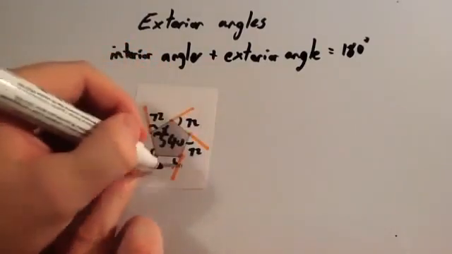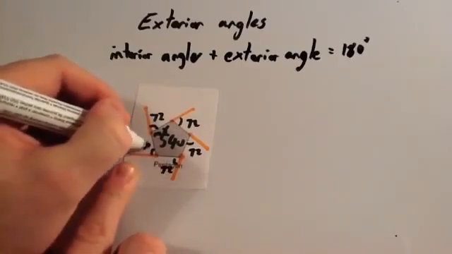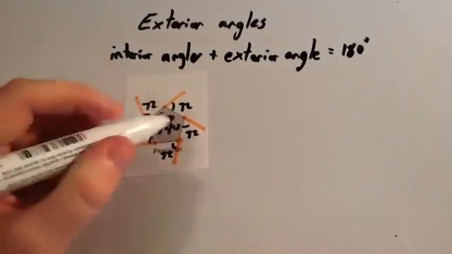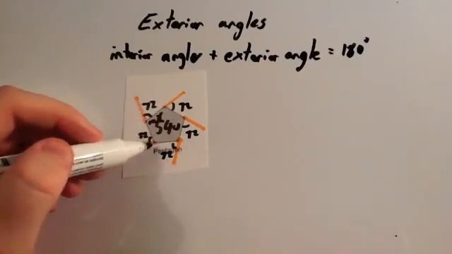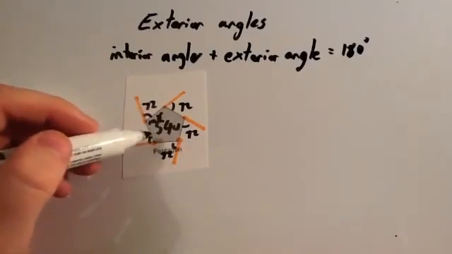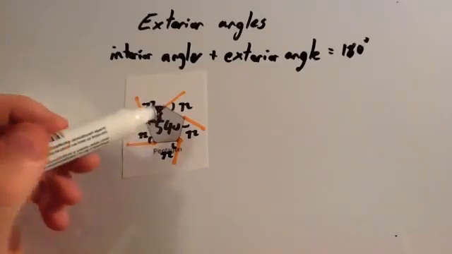Next thing to consider is, here you can see that this angle is 72 degrees, this angle is 72 degrees, this angle is 72 degrees, and so on. So all 5 exterior angles are 72 degrees. 72 times 5 is 360.